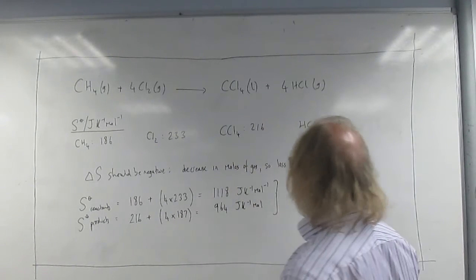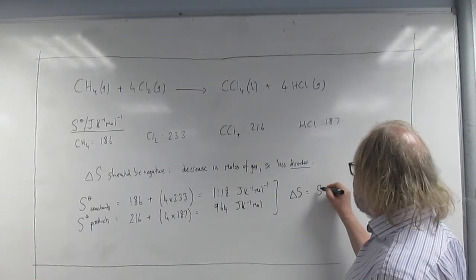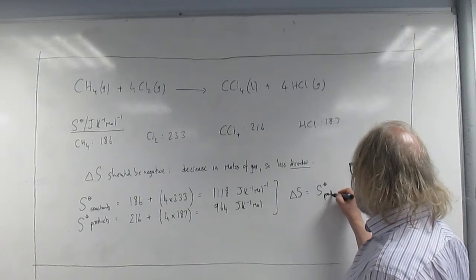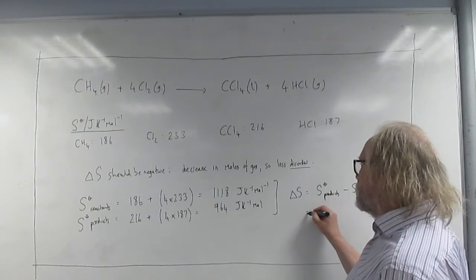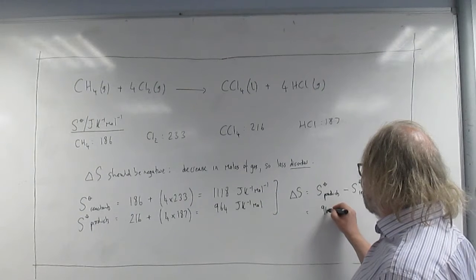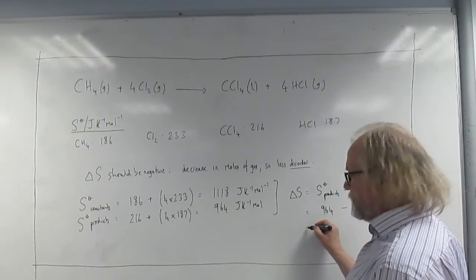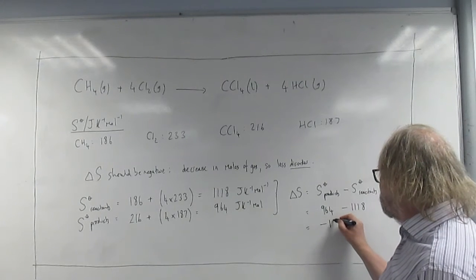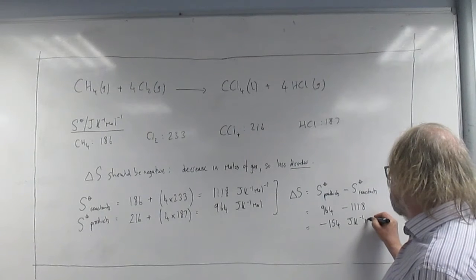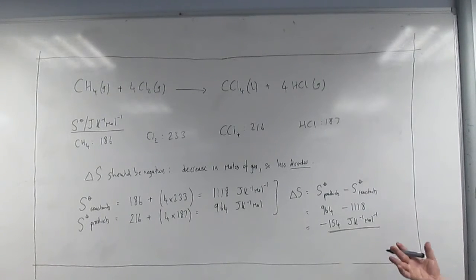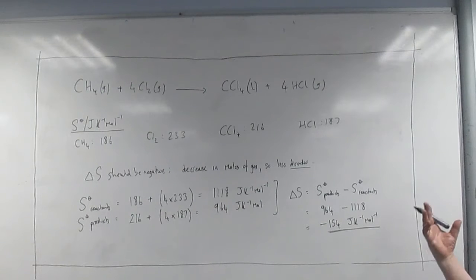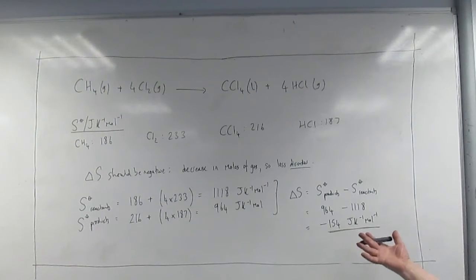So putting those together, we get that delta S is equal to S naught of the products, because we're gaining their entropy, minus S naught of the reactants, because we're losing theirs, is equal to 964 minus 1118, which is minus 154 joules per Kelvin per mole. Is your answer. And you can see that that is indeed negative as we predicted, so the simple idea works, that it does correctly predict the sign of delta S. So you can always use this kind of approach if you're given molar entropies.